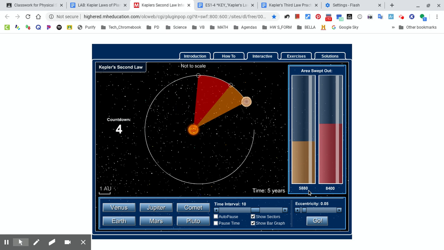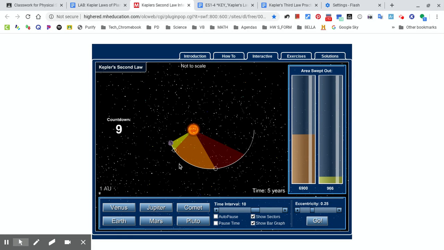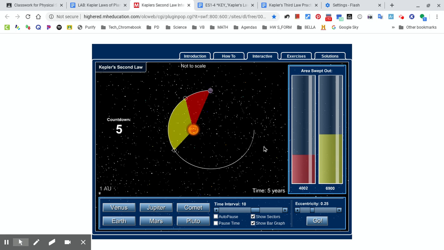All right, so you can still see equal areas, equal time. Pluto, 0.25, so that's quite a bit higher than the other ones. So you can see how eccentric it is, and watch as it gets close to the sun what's going to happen. It's moving a lot quicker, and that's going to slow down as it moves away. Do you see that difference? See, with Pluto and the comet it's really easy to see that.